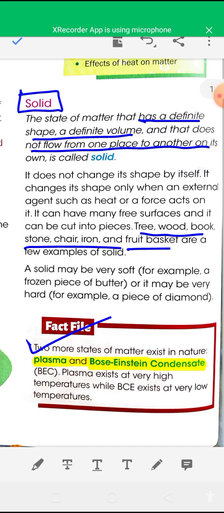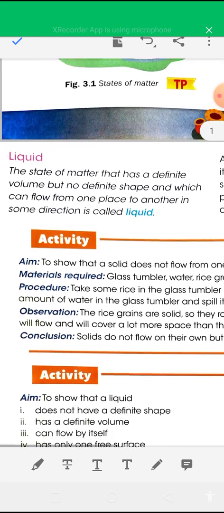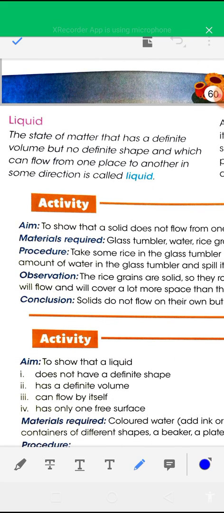A solid may be very soft, for example a frozen piece of butter, or it may be very hard, for example a piece of diamond is a very hard solid. Okay, now see the second state of matter, which is liquid state. Liquid state of matter is the state of matter that has a definite volume. Liquid state has definite volume but no definite shape. This is the difference between solid state and liquid state.